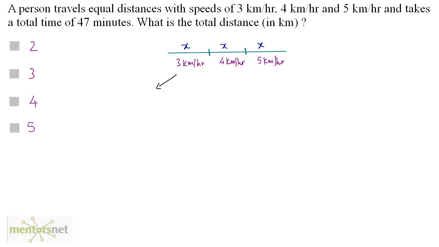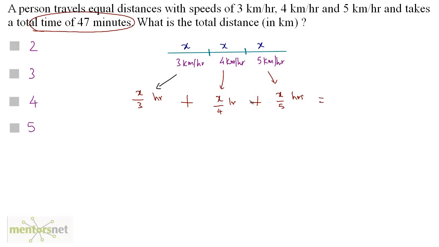For the first part, the time taken will be distance upon speed, that is x by 3. For the second part, the time will be x by 4, and that will be in hours, right? And the third part, the time will be x by 5 hours. Right. Now we have been given the total time it takes for this person to travel all the distances. So if we add up all of these times, you will get 47 minutes.